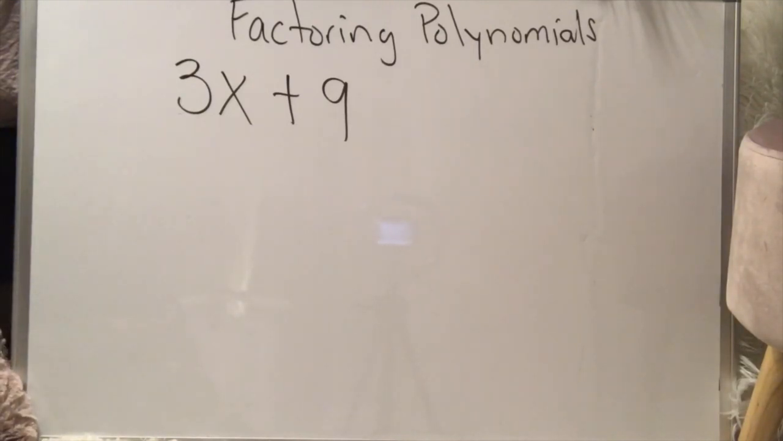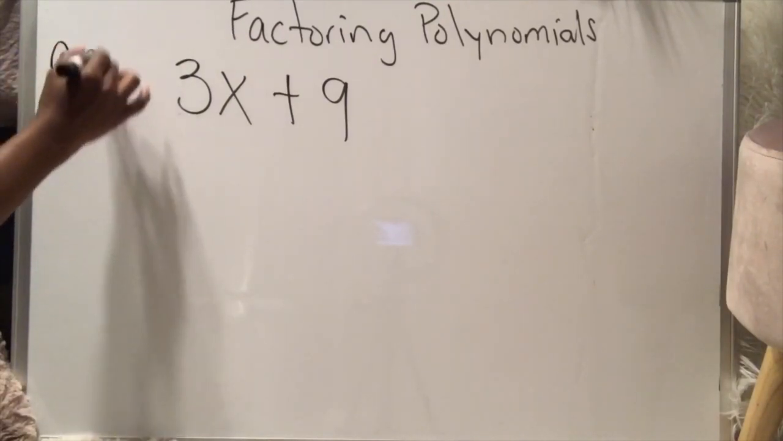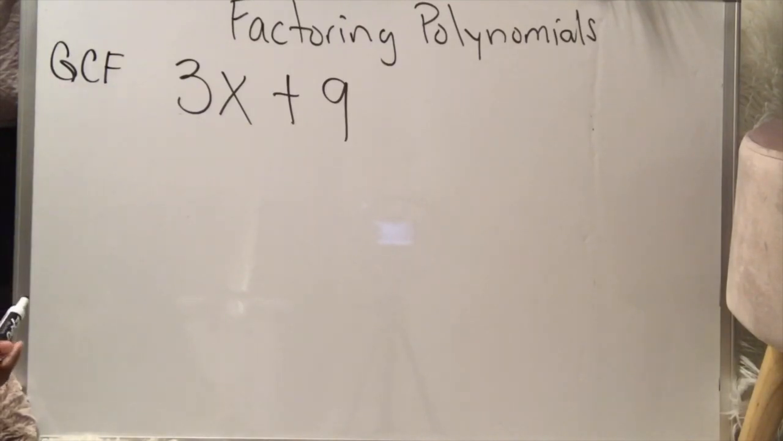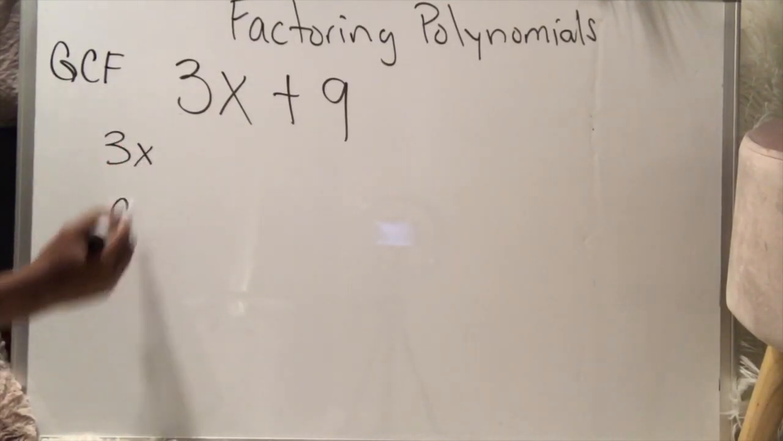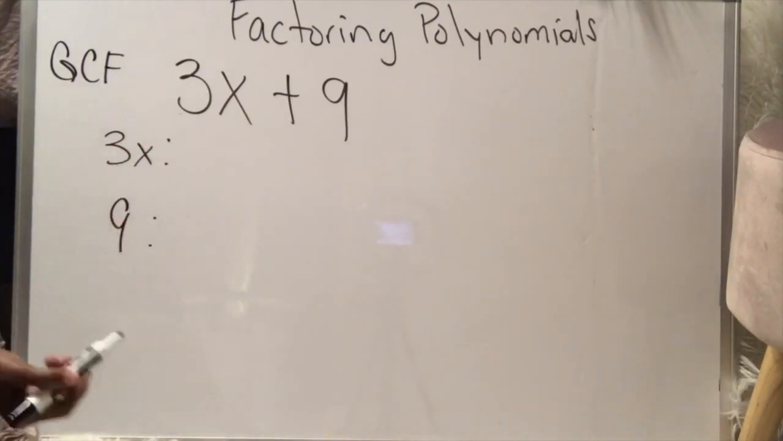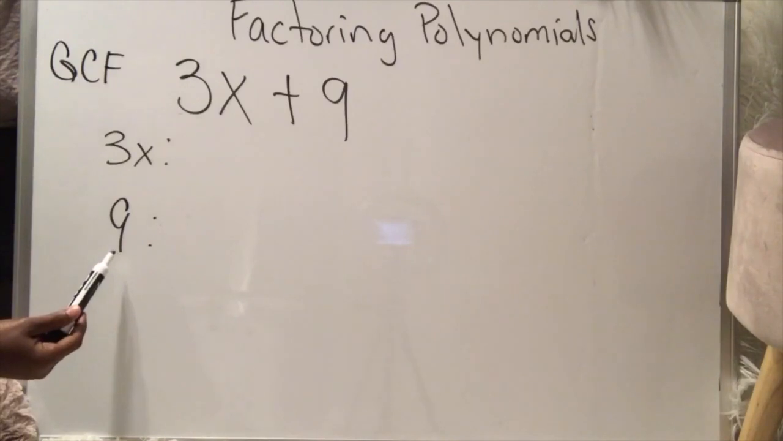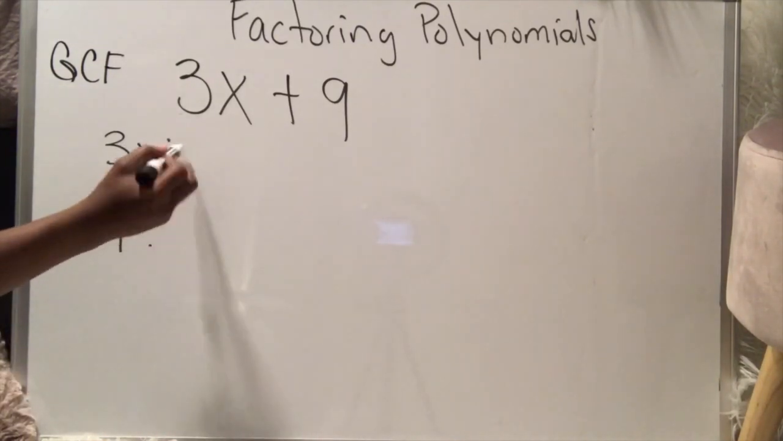When we're factoring, we're going to be breaking this down just like when we were trying to simplify a fraction. We had to find the GCF, and that stands for the greatest common factor. So what we're going to do first is write each term separately, and break these two terms down into the prime factorization.